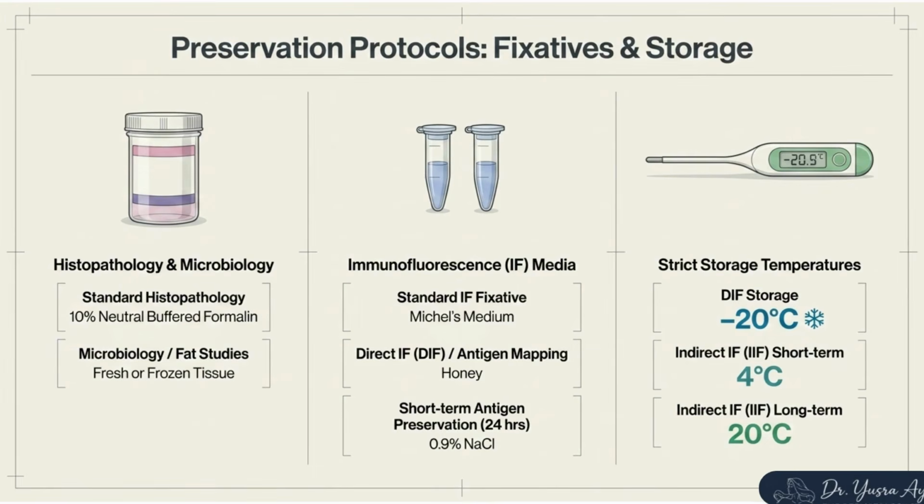Now comes immunofluorescence, one of the most exam-oriented areas. The classic transport medium is Michel's medium. And interestingly, even honey can be used for DIF and antigen mapping. Normal saline can also help preserve tissue for a short duration.